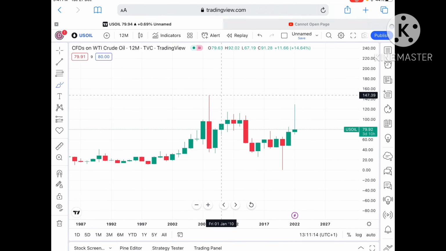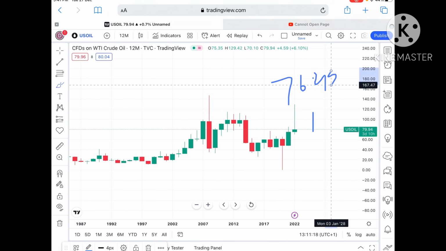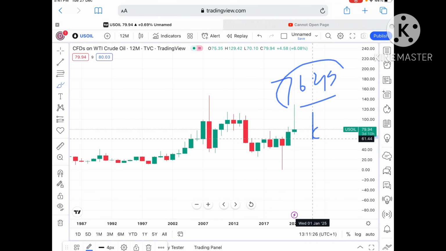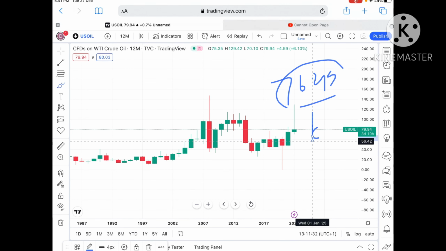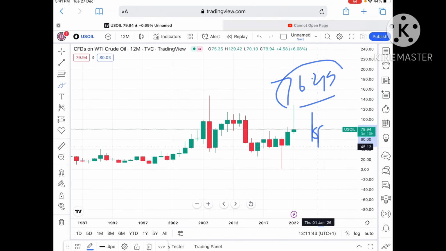But suppose the price doesn't sustain, then we can see it touch its next support of $76.49, and from there a level of 66.46. If that level moves further down, then it can touch a level of 63, and from there a level of 59.55. Once it falls below that level, we can see a level of $56.42, and from there a level of 53.28, and from there it can fall directly to the range 47.28 and a level of 45.12.